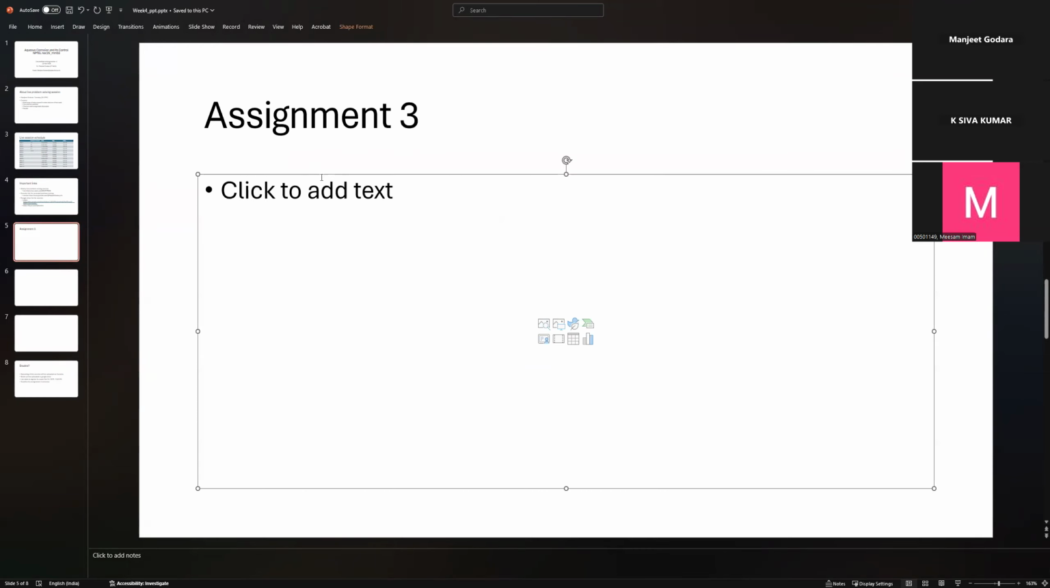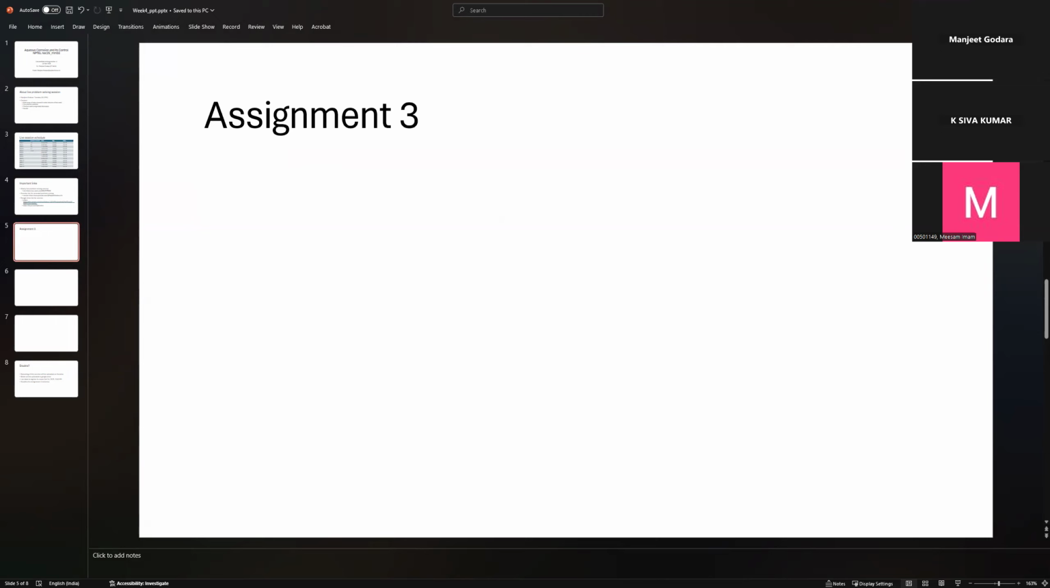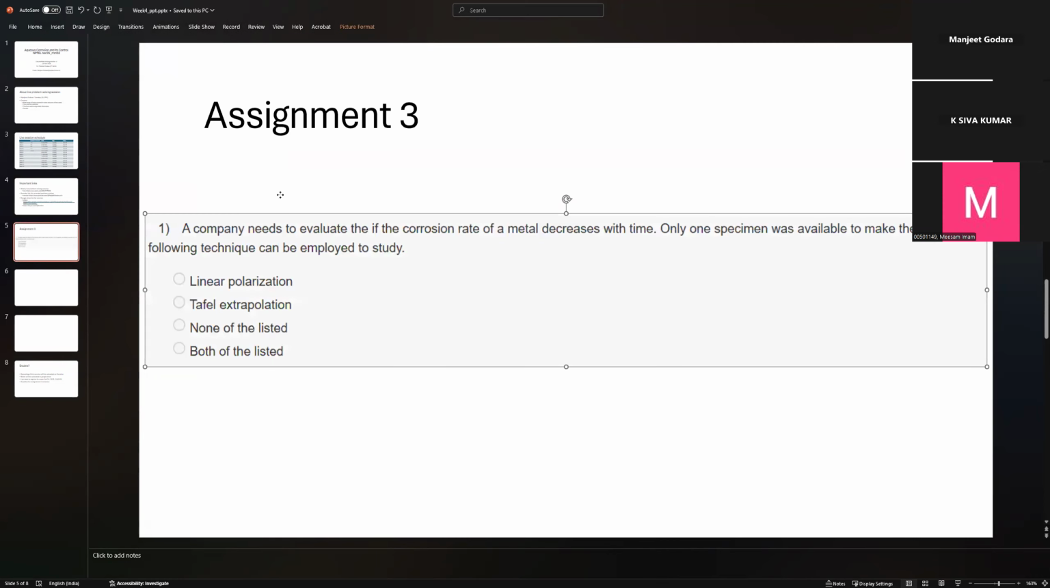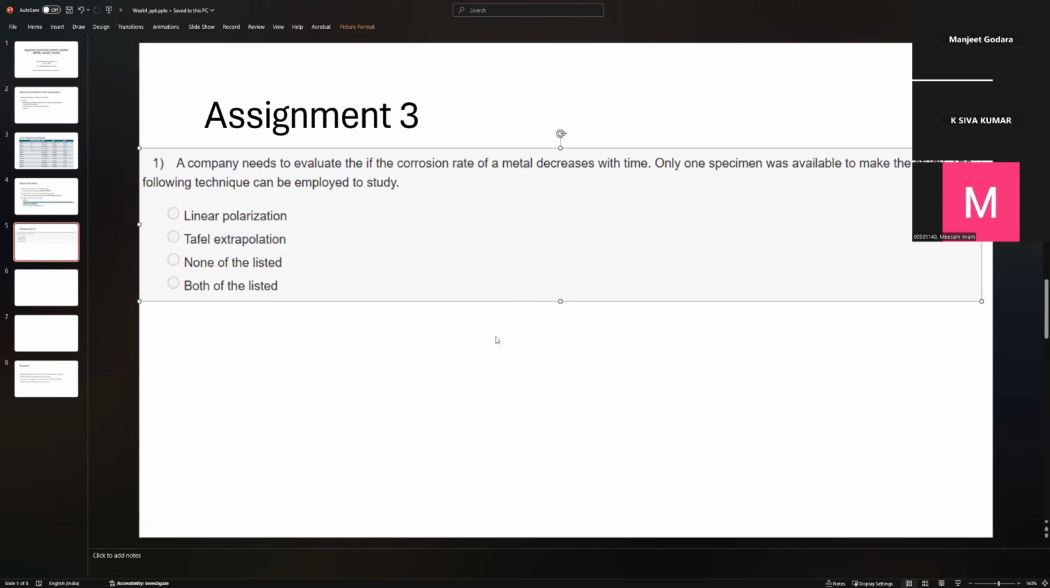I'll start with the previous week's assignment. Our first question was simple. The company needs to evaluate if the corrosion rate of the metal decreases with time, but they only have one specimen available to make the study. So which other techniques can be employed?